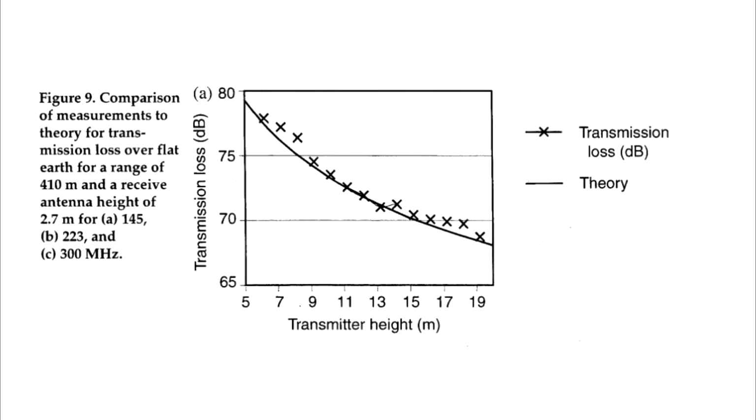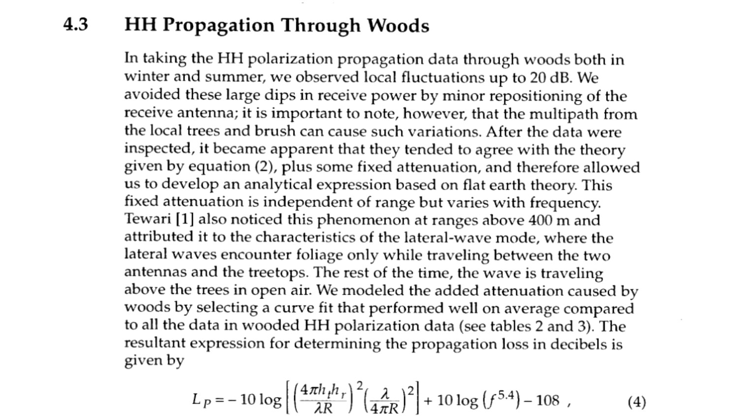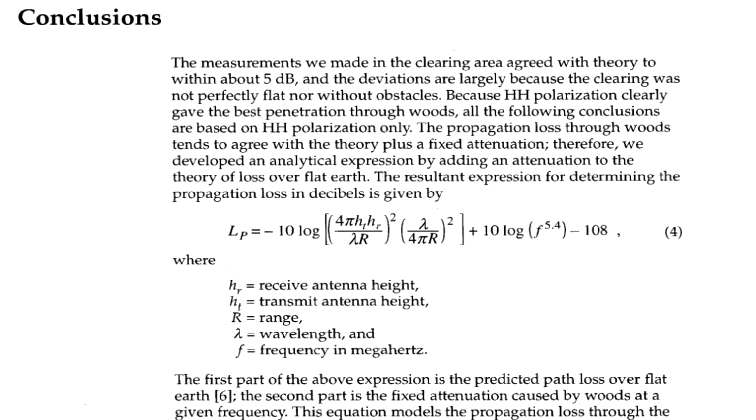Later, on pages 10 to 12, they show the expected transmission loss in decibels over a flat Earth and confirm the measurements agree well with the theory. On page 14, they further confirm, "After the data were inspected, it became apparent that they tended to agree with the theory given by equation 2, plus some fixed attenuation, and therefore allowed us to develop an analytical expression based on flat Earth theory." They then mention flat Earth again in their concluding remarks, admitting, "The propagation loss through woods tends to agree with the theory of loss over a flat Earth."